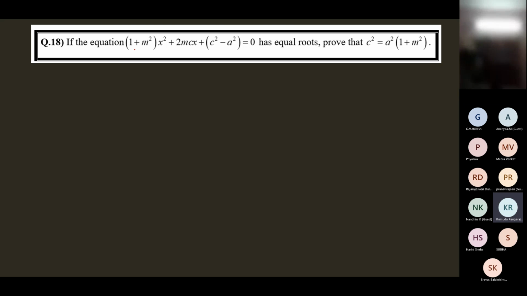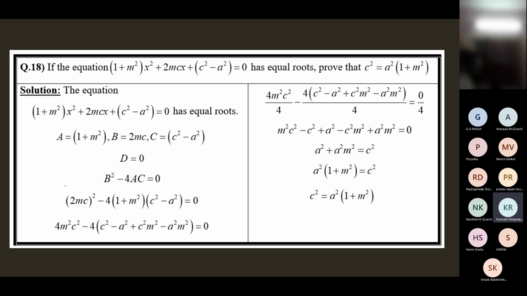Okay, so the question is clear. The quadratic equation is given. The equation has equal roots and we'll have to prove this. All right, so see here. It's given that this equation has equal roots. What are the values of A, B, and C? How do you get them? The equation is in the standard form because you can see x squared, its coefficient, x, its coefficient, and the constant without the x or x squared term, equal to 0.